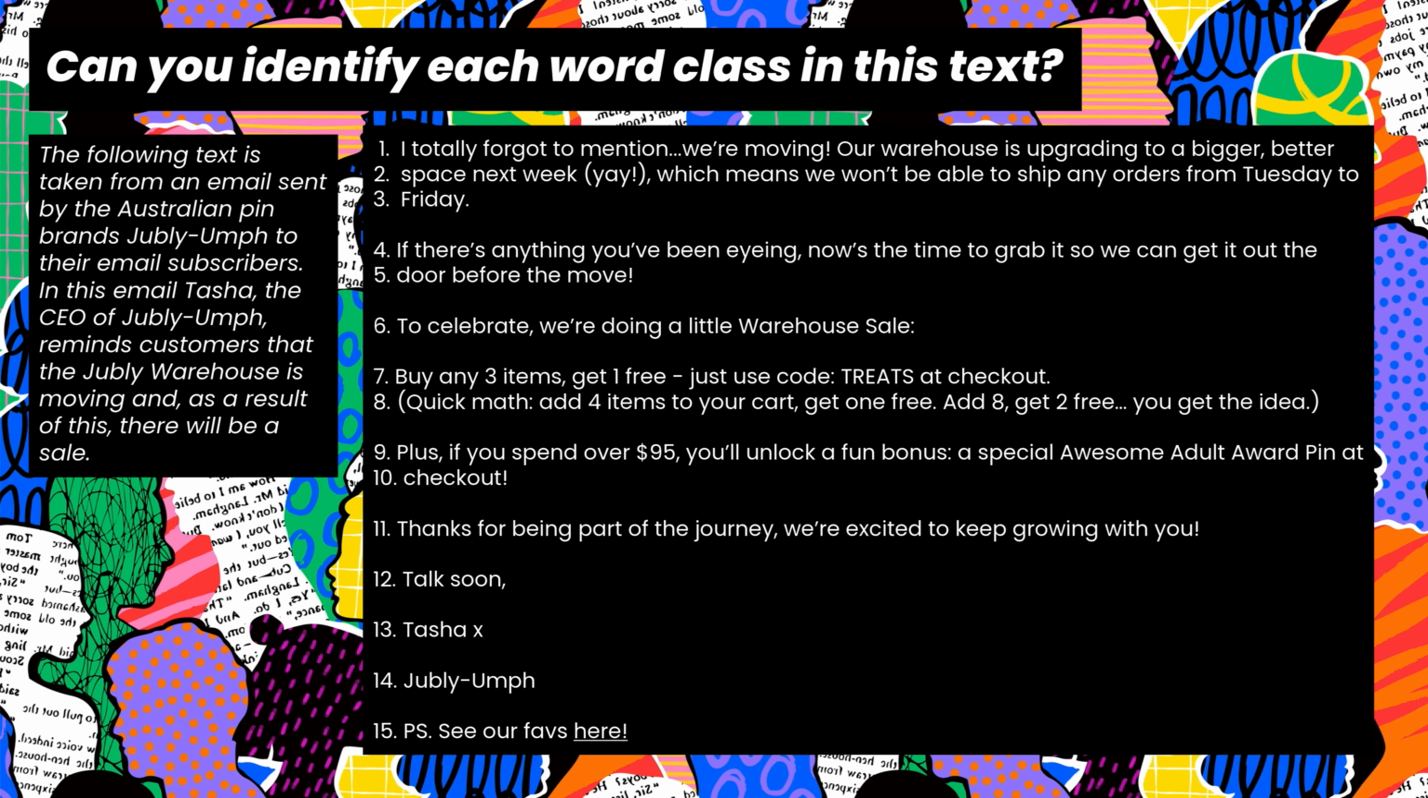So let's see how comfortable and confident you're feeling about the different word classes by seeing if you can identify them in a text you probably haven't seen before. So, this text is an email sent by the Australian pin and jewellery brand Jubbliumph to their email subscribers. And in this email, Tasha, the CEO of Jubbliumph, reminds customers that their warehouse is moving, and as a result, there's going to be a sale.